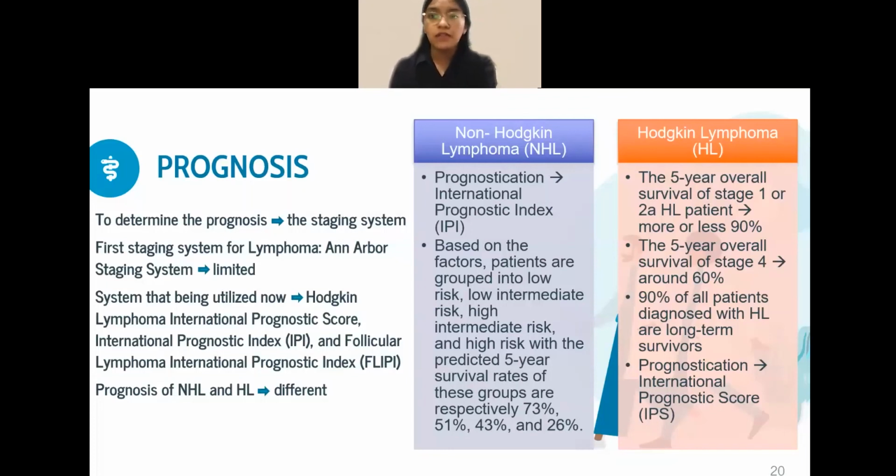As for Hodgkin lymphoma, the prognostication used is the International Prognostic Score or IPS, and the 5-year overall survival for stage 1 or stage 2A patients is around 90%. For stage 4 patients, it's around 60%. And lastly, 90% of all patients diagnosed with Hodgkin lymphoma are long-term survivors.